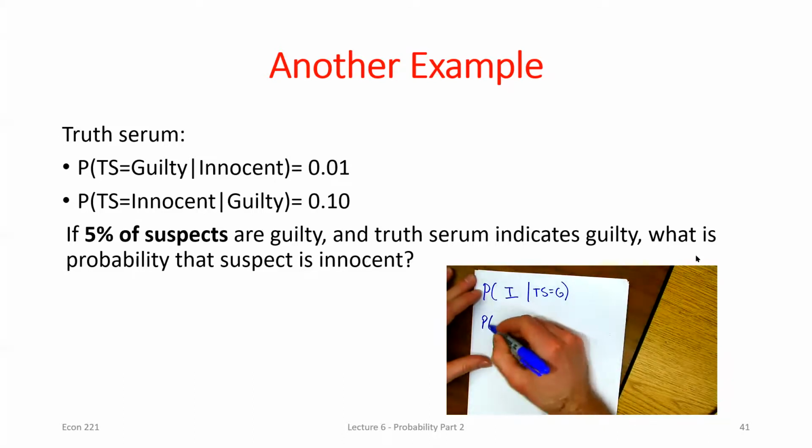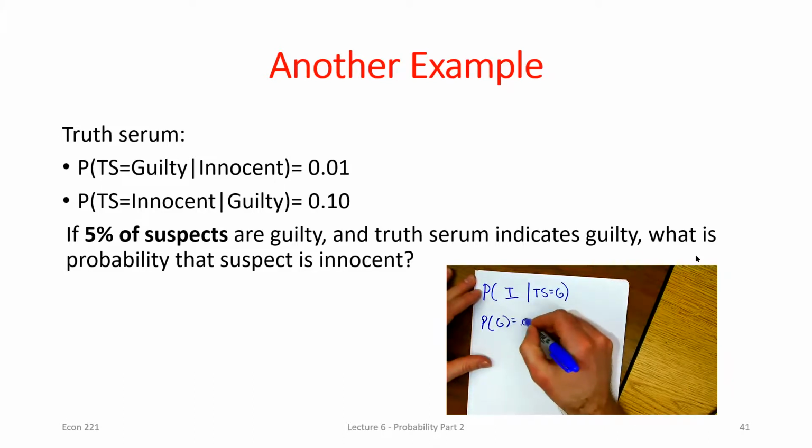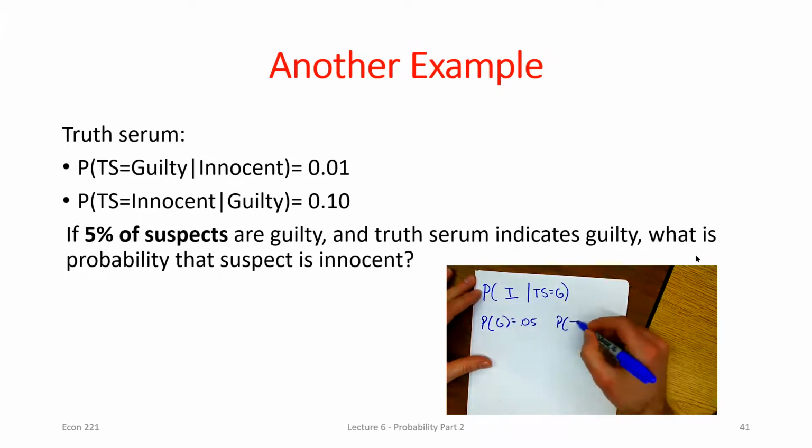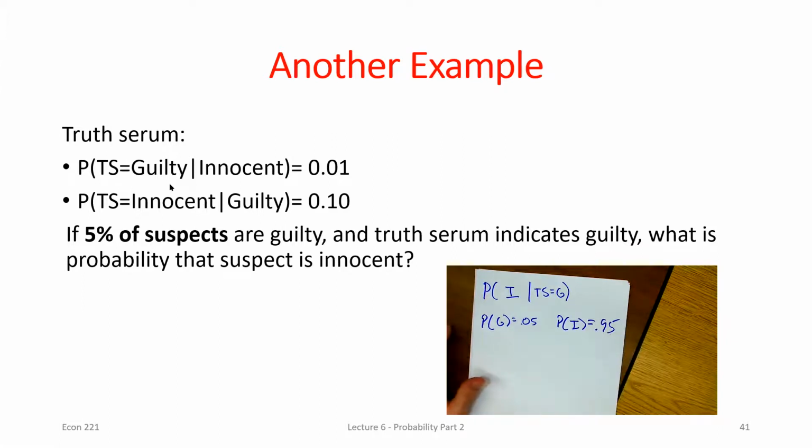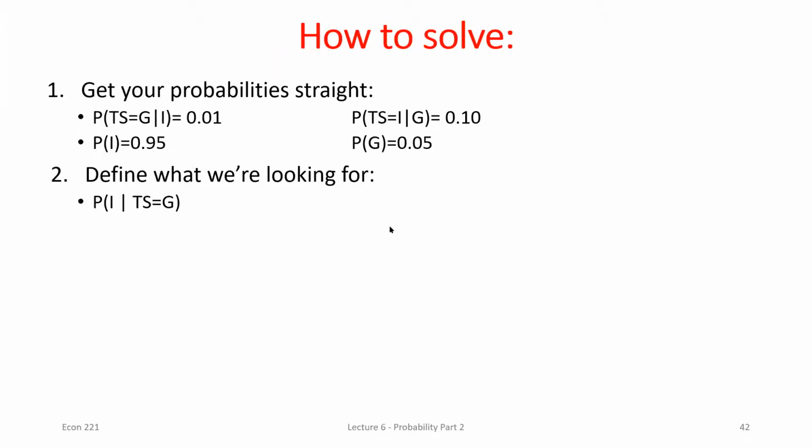Well, we know that the probability someone's guilty was 0.05, and we said the probability that they're innocent was 0.95. And then we were given these two conditional probabilities here. So that's the setup. We've defined what we're looking for. We've identified the 4 probabilities that we have, and we can figure out some other ones, which we're going to have to in a second. But for now, this is directly given to us.